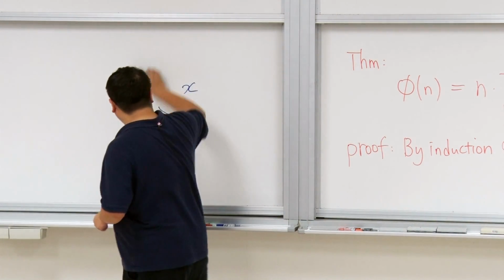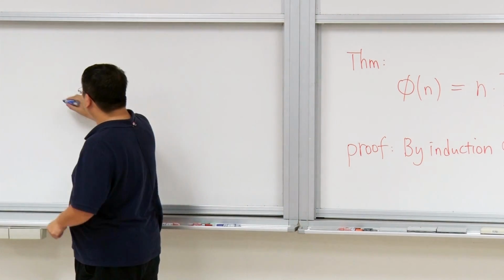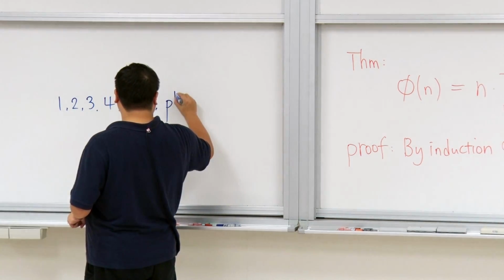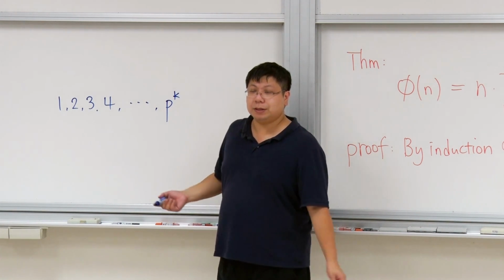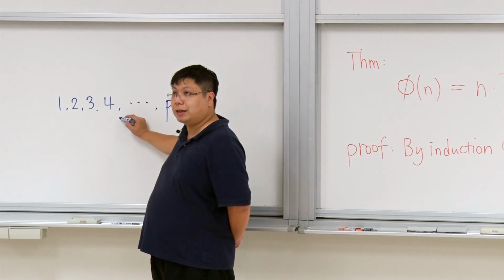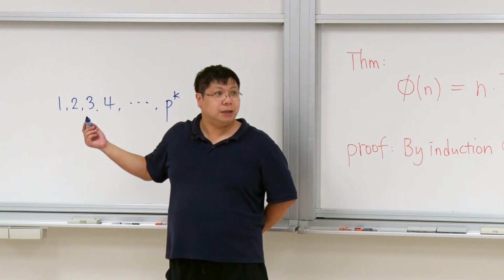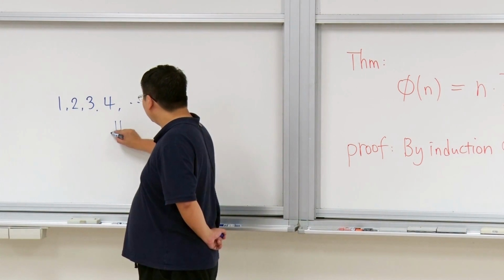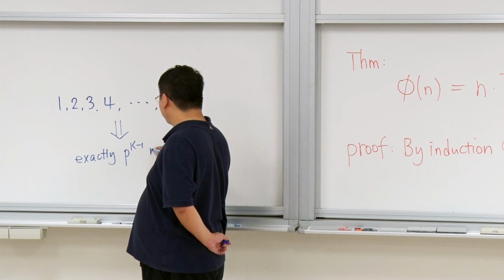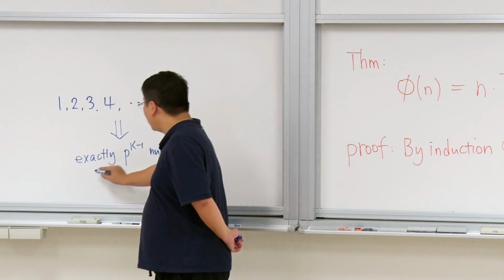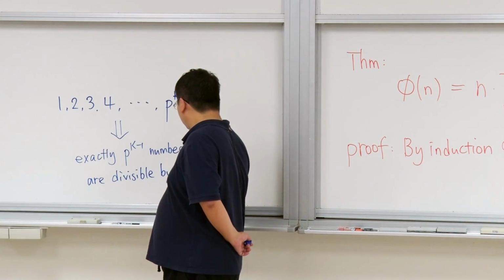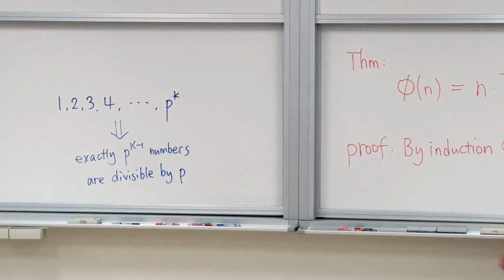So we are looking at the numbers from 1, 2, 3, 4 up to p to the power k, right? How many of them are divisible by p? So you go to p, you have the first number, and then the next number 2p, and then 3p, and then 4p, up to p to the power k minus 1 times p. So exactly p to the power k minus 1 numbers are divisible by p. Is that okay? Good.